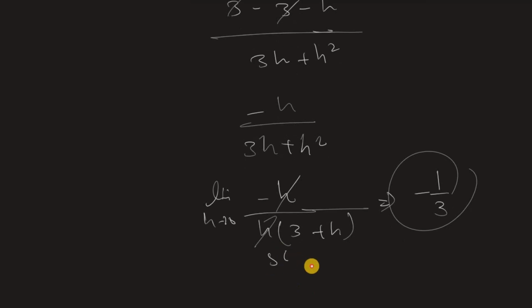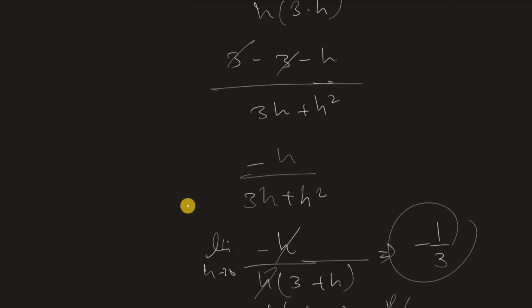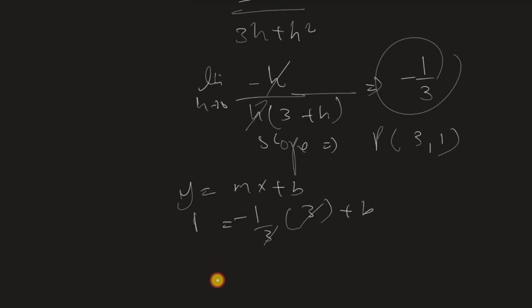This is our slope. And what was the point given to us? The point that was given to us was 3, 1. So if we go ahead and do mx plus b, our slope is negative 1 over 3. We have a point with 3 plus b. We have the value of y as 1, so this is going to cancel out. So then our b is equal to positive 2. So the equation is going to be negative 1 over 3x plus 2.